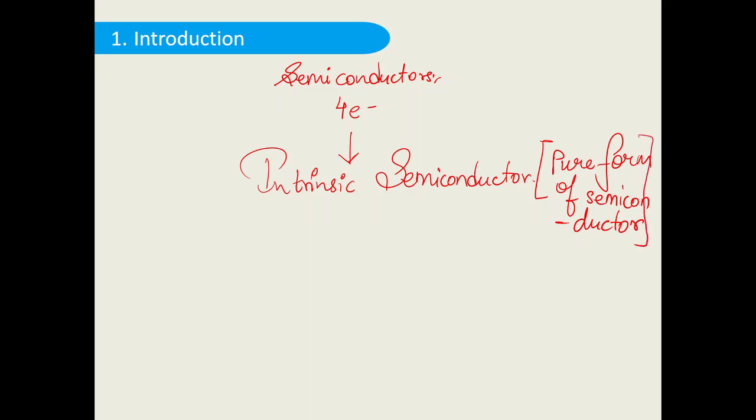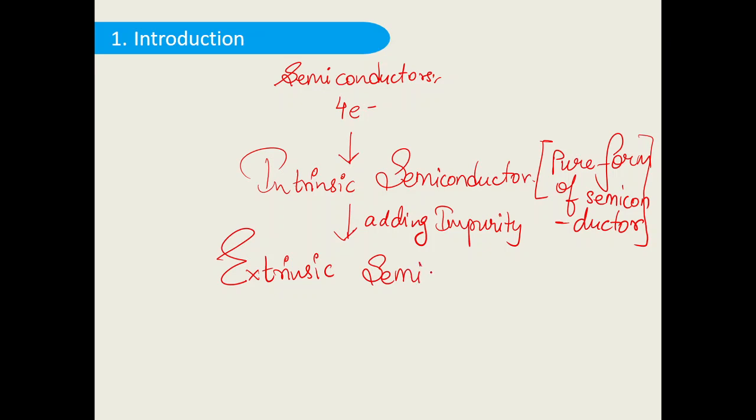Okay. Now, if you add impurity to this intrinsic semiconductor, then the intrinsic semiconductor will become an extrinsic semiconductor. So an extrinsic semiconductor means the impure form of semiconductor. Okay. So why are we adding the impurities? In order to increase the conductivity of the semiconductor, we are adding the impurities.